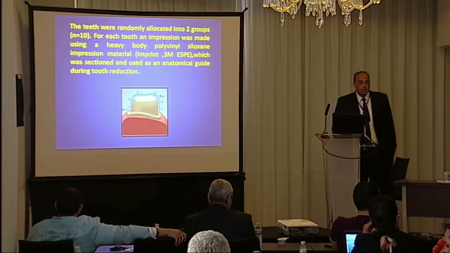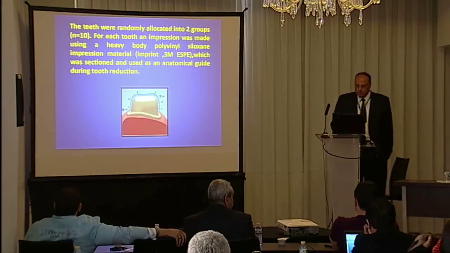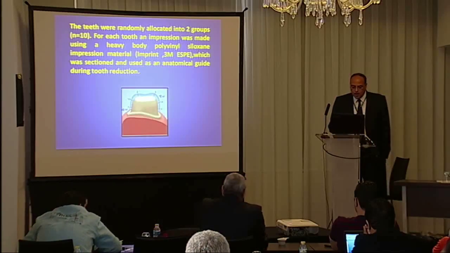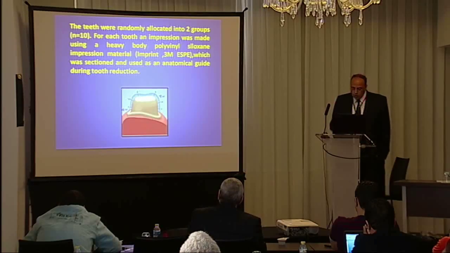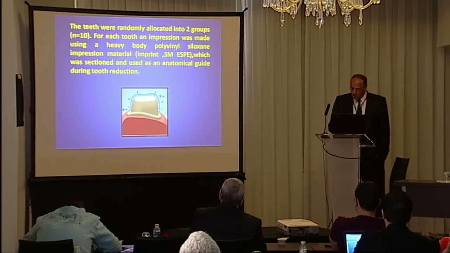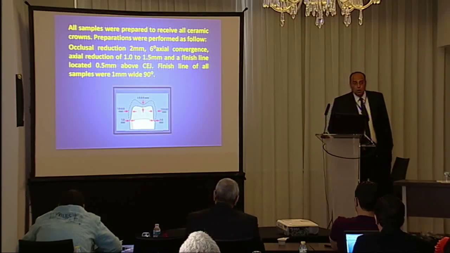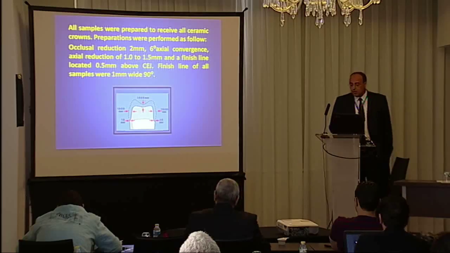The teeth were randomly allocated into two groups. For each tooth, an impression was made with polyvinyl siloxane heavy body impression material, which was sectioned and used as an anatomical guide during tooth reduction. All samples were prepared to receive an all-ceramic restoration.